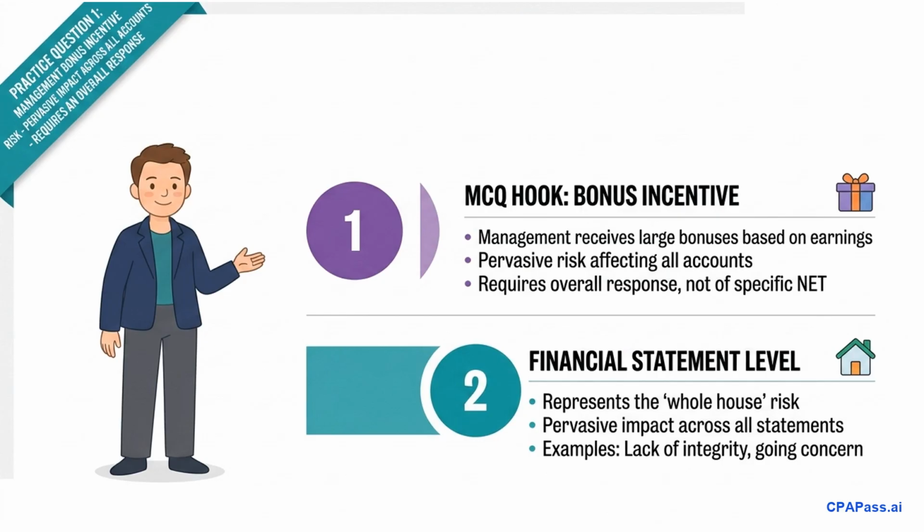The options include assigning more experienced staff, increasing sample sizes for all accounts, or performing substantive procedures on every minor balance. This question tests your ability to distinguish between financial statement level risks and assertion level risks. Management's bonus structure creates a pervasive incentive that affects the entire set of financial statements. It is a financial statement level risk requiring an overall response, not an assertion specific one.